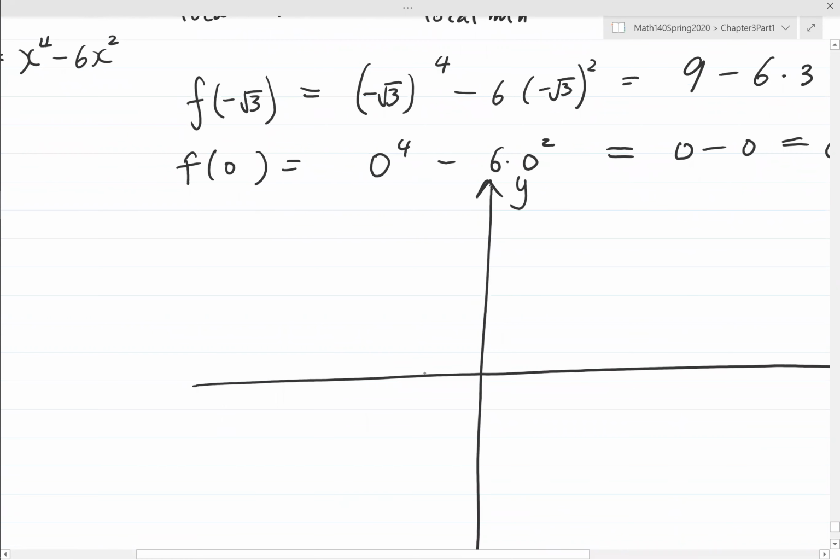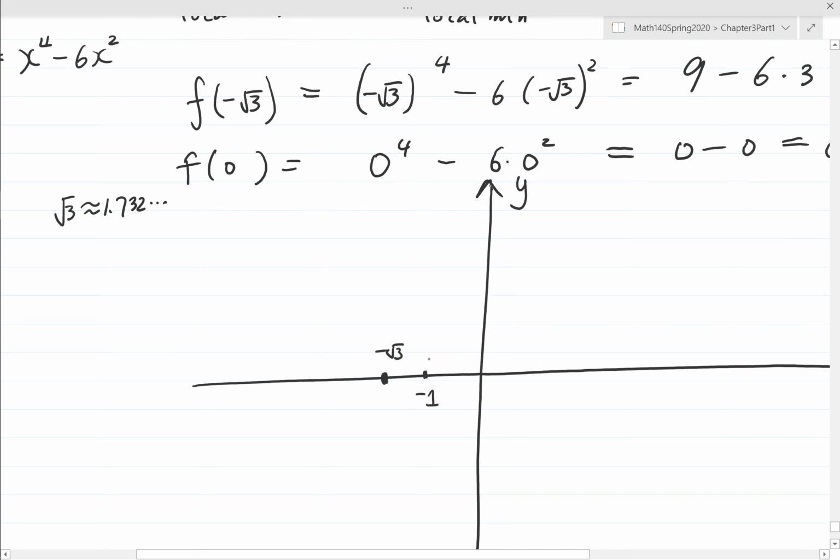So we have -1 here, and then -√3. Root 3 is around 1.732, etc., so it's slightly less than 2. So this point is maybe here. This is the negative root 3.